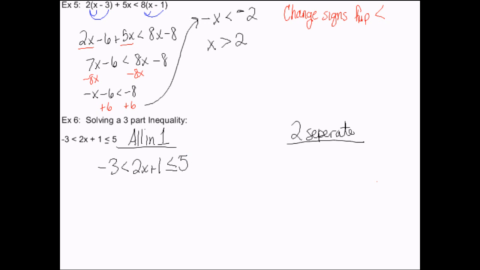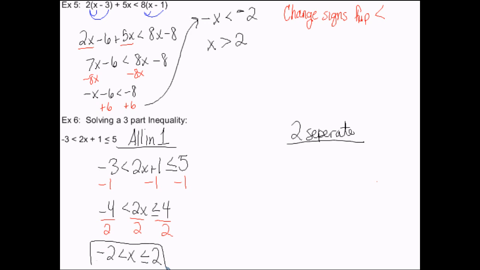Okay, so I'm going to subtract 1 from here. Means I also subtract 1 from here and from here. So negative 4 is less than 2x is less than or equal to positive 4. And then if I divide by 2, I have to divide by 2 here and here. So I get negative 2 is less than x is less than or equal to positive 2.